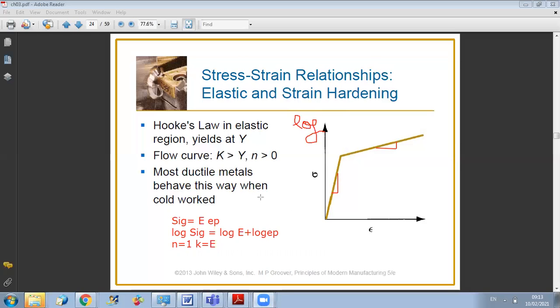Any question on this? And this behavior is the case for most ductile metals when they are cold worked. So we will see in manufacturing processes, we have cold worked processes and we have hot worked processes. And it's very important to know these characteristics to know how to deal with materials when we are doing a manufacturing process at low temperature, and how will be their behavior if we heat them to a sufficiently high temperature.